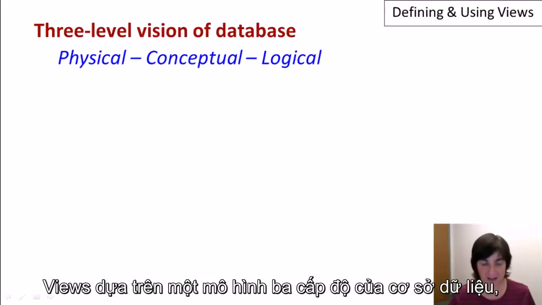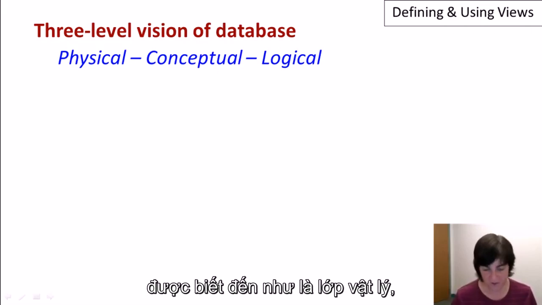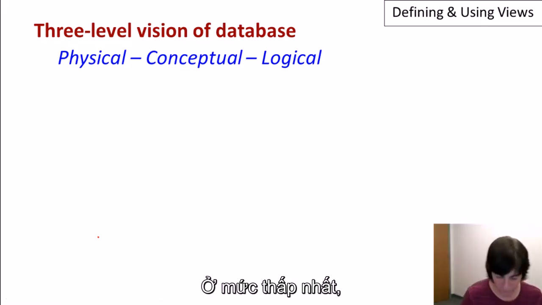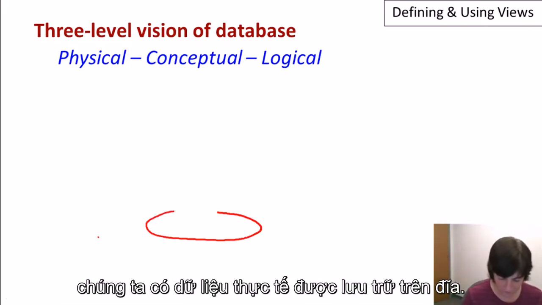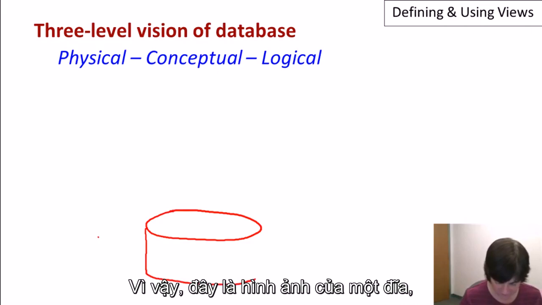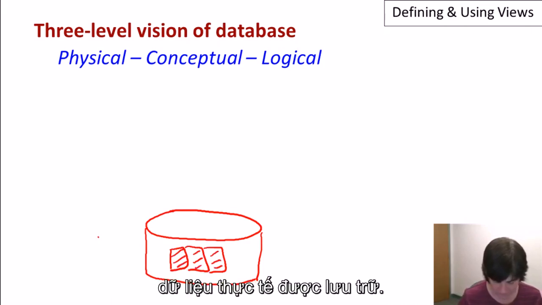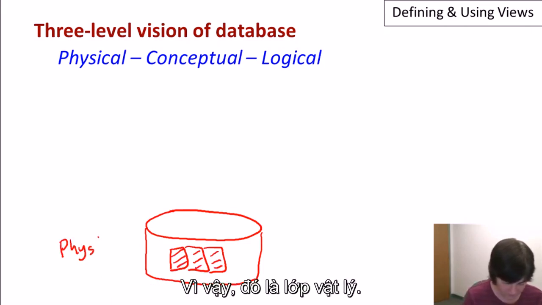Views are based on a three-level vision of databases that are known as the physical layer, the conceptual layer, and the logical layer. At the bottom level, we have the actual data stored on a disk. So here's my picture of a disk, and then we have disk pages, and on those pages is stored the actual data. So that's the physical layer.